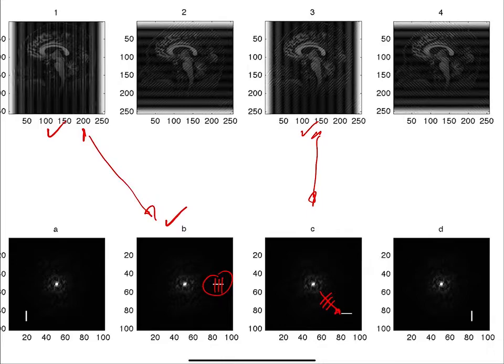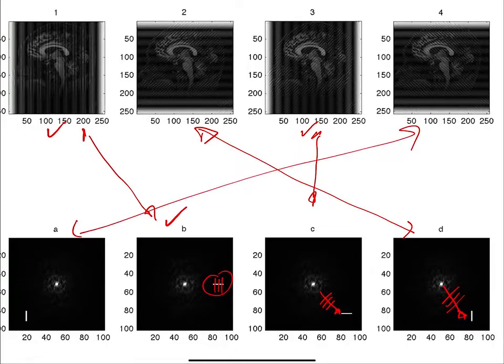D. D, right? Because if we draw this and draw the perpendiculars, the stripes are going the right way. And then once again, A goes with 4. All right? So everyone got that?